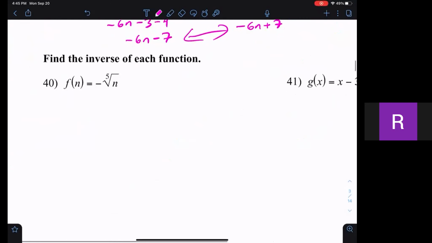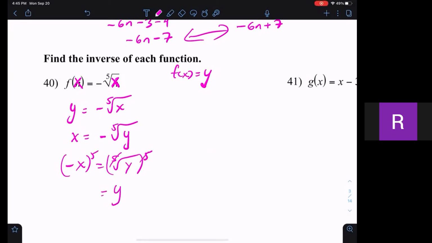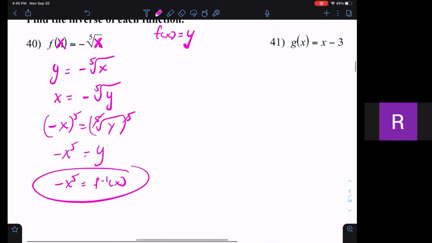Find the inverse of each function. Okay, remember f of x is y, and you need to make this into y, right? Let's assume that this is x. Don't make it difficult for you. This is also x, okay? So this is y equals negative fifth root of x. Now you swap places, right? So this is x equals negative fifth root of y. Now you divide by negative 1 on both sides. You get this fifth root of y, and then you do to the fifth power. So this is y equals negative x to the fifth. Therefore, this is f inverse of this function.